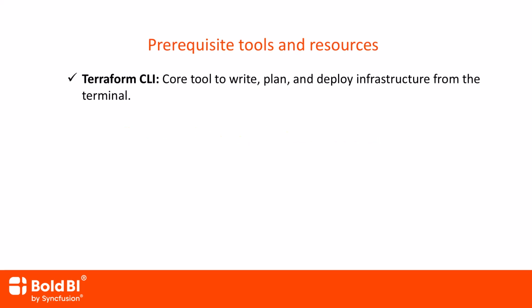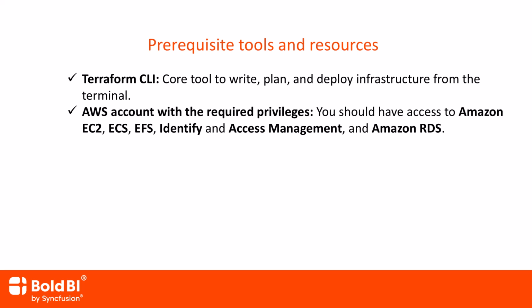Terraform CLI, which is the primary tool used to interact with Terraform, allowing you to write, plan, and create resources directly from the terminal. An AWS account with the required privileges. This account must have the necessary permissions to access and manage the following services: Amazon Elastic Compute Cloud, Elastic Container Service, Elastic File System, Identity and Access Management, and Amazon Relational Database. Let's start deploying Bold BI on ECS.